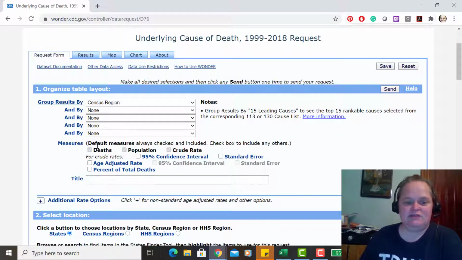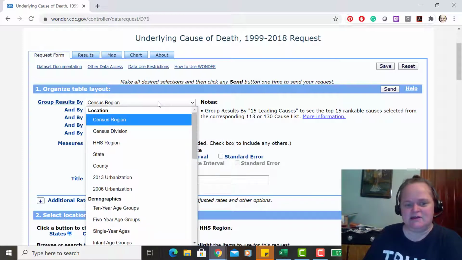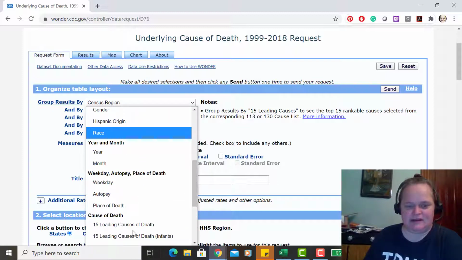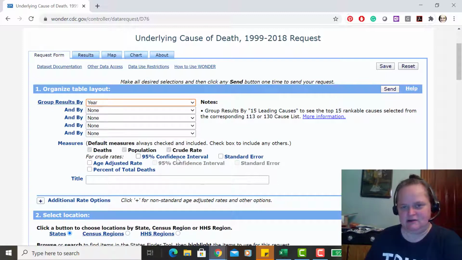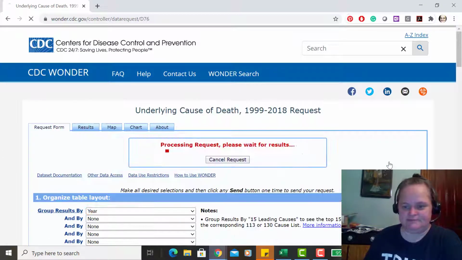So to begin with, the default things that are going to be listed are the number of deaths for whatever grouping you have, the population, and then the crude rate. And that's going to be per 100,000, and that's just going to be deaths divided by population. If it's too small, it will say so, we'll probably see. So we have location. I'm not going to do that right now. I'm not going to do the age groups right now. Let's just do something simple. Let's just pick year, and we'll get the number of deaths per year. And this runs from 1999 to 2018. I'm going to leave all of these other regions, and we'll come down to some of them in a moment. I'm just going to send.